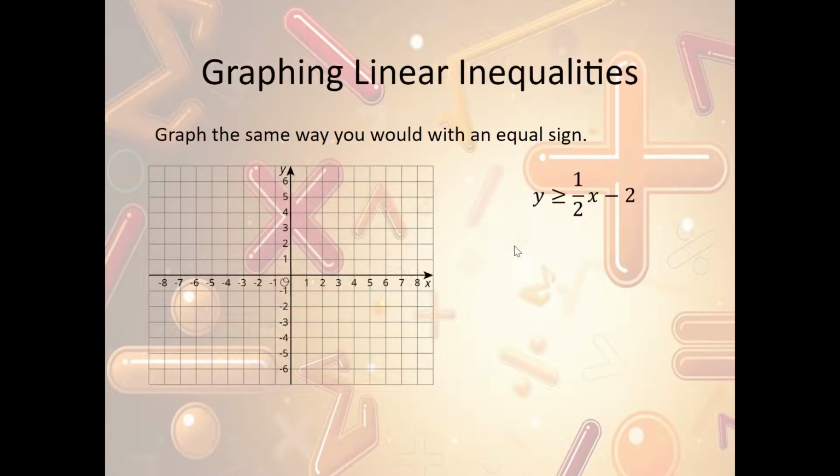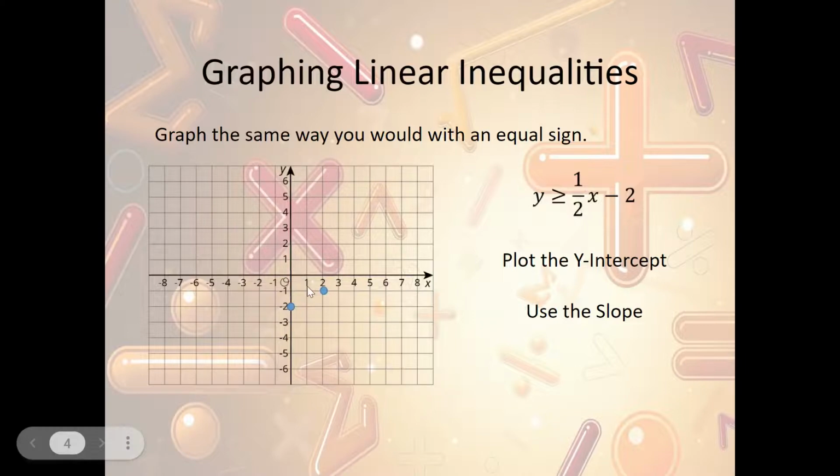Well, with inequalities, we're going to graph them the same way. So just like we did before, we're going to plot the y-intercept, which in this case is negative 2, so I go down 2 and plot that point. Then I use the slope to plot the second point. Well, this is change in y, so we're going up 1 to the right 2. So we go up 1 to the right 2, plot my point, connect the dots, and now I have my line.